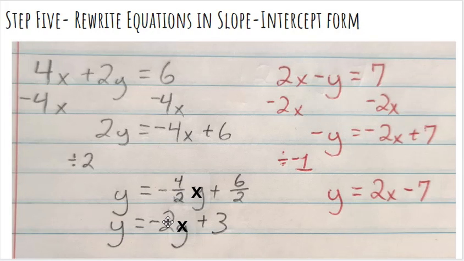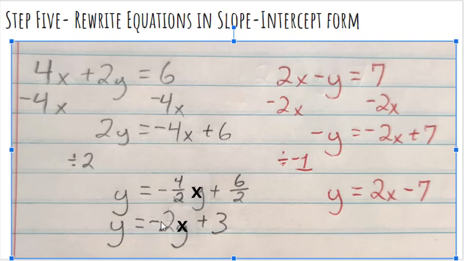4 divided by 2 is 2. Don't forget your negative. 6 divided by 2 is 3. Bam. Y equals mx plus b. Perfect. So now over here.